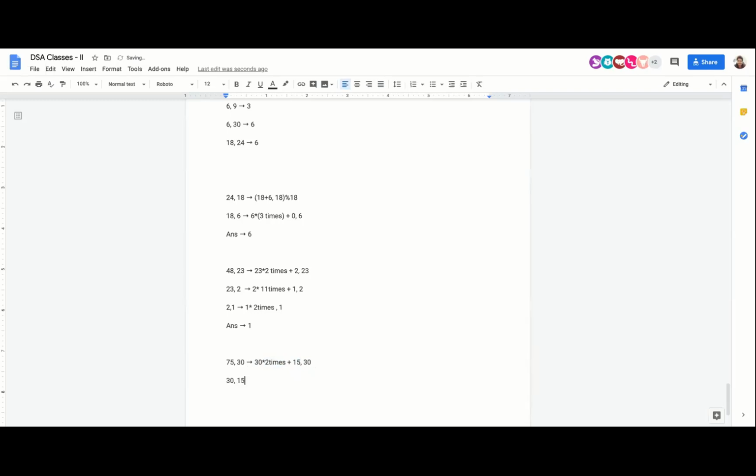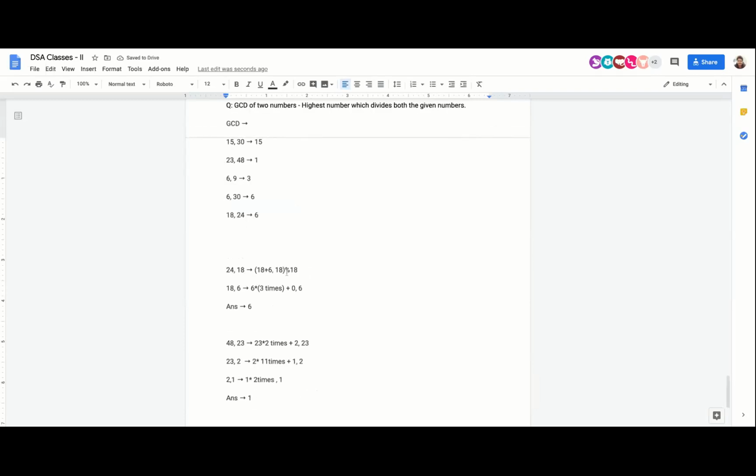Now how can I write 30 in terms of 15? I can write 30 as 15 into 2 times plus 0, comma 15. Now this number is divisible by 15, and this number is also divisible by 15. So my answer would be 15. So you understood the underlying concept.